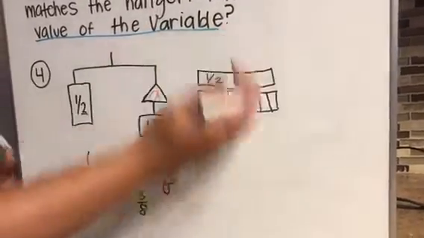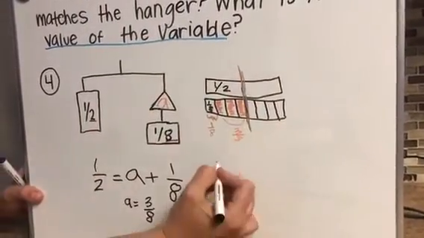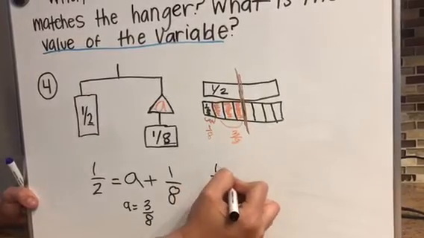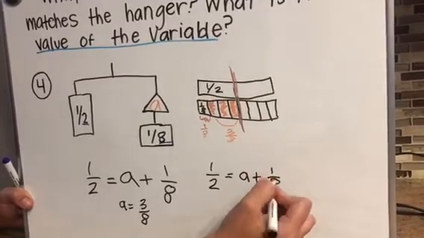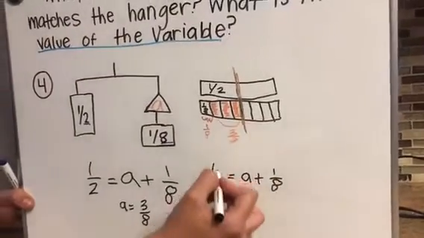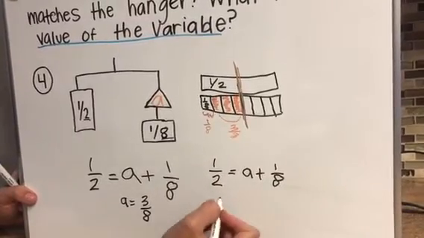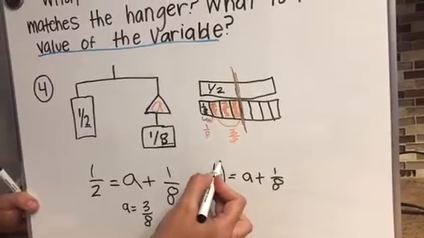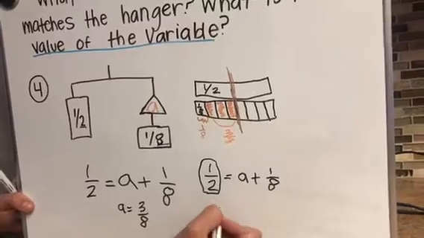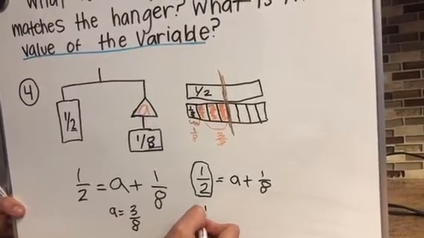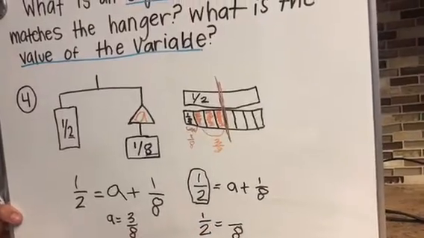For those of you that aren't visual learners or don't want to go about it this way, you guys can always just take the equation 1/2 equals A plus 1/8. And when you do that, you need to subtract 1/8 from 1/2. So we're gonna go ahead and make this equation 1/2 with the common denominator of 8, because 8 goes into... So if you do that, we're gonna convert 1/2 to something with a denominator of 8.